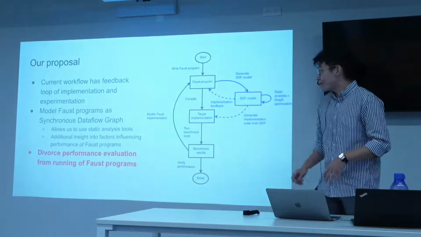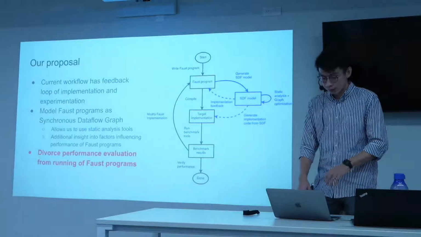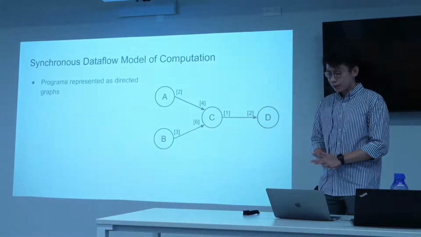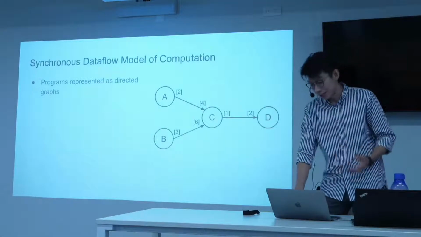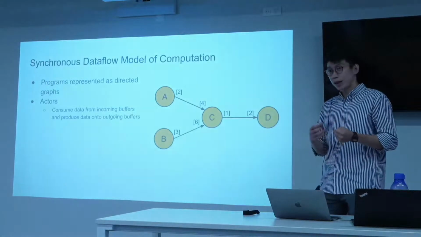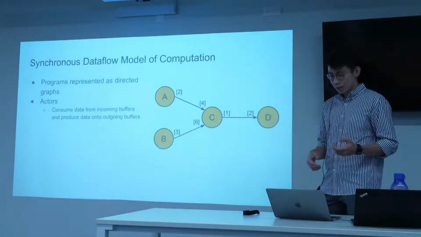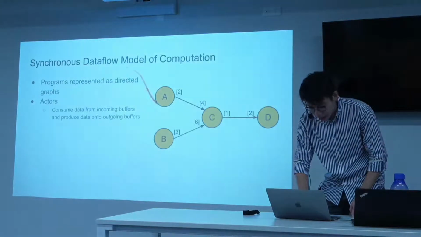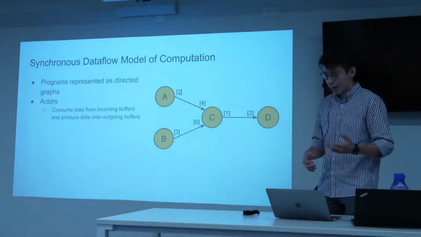Before I get into how we try to model Faust programs as SDFs, I just want to briefly introduce the SDF model of computation. SDF is a model of computation where programs are represented as directed graphs. In this graph, you have nodes, which are actors that whenever they execute or fire, they consume data from their incoming buffers, and they produce data onto the outgoing buffers. And if you look at the top here, we have some numbers.